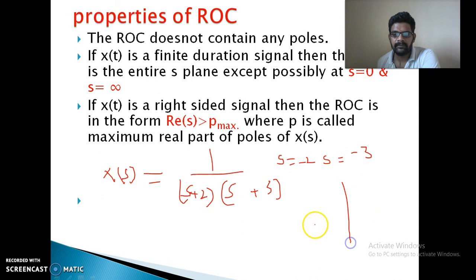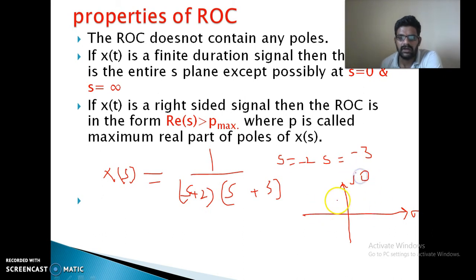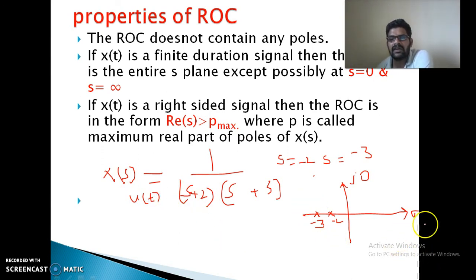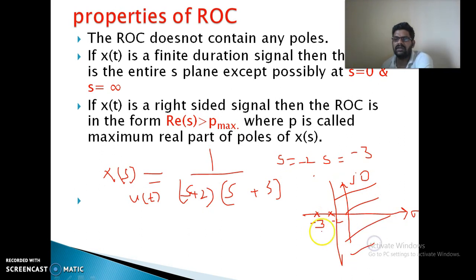So on the S-plane, this is sigma and this is j omega. We mark s equal to -3 and s equal to -2. We are having two poles. Then the ROC: because it is a right-sided signal, the original function is multiplied by u of t, so the ROC is the right side of the rightmost pole. This is the rightmost pole, so the ROC starts from here, and this is the ROC, the region of existence of the function.